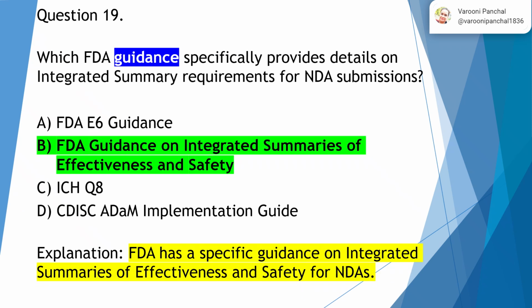Question 19. Which FDA guidance specifically provides details on integrated summary requirements for NDA submissions? Option A, FDA E6 guidance. No. Option B, FDA guidance on integrated summary of effectiveness and safety. So this is the right answer. ICH Q8, no. CDISC is related to your ADaM implementation guide, so this is not the right answer. We are talking about the ISS requirements for the NDA submissions. So the FDA has a specific guidance on integrated summary of effectiveness and safety for NDAs.